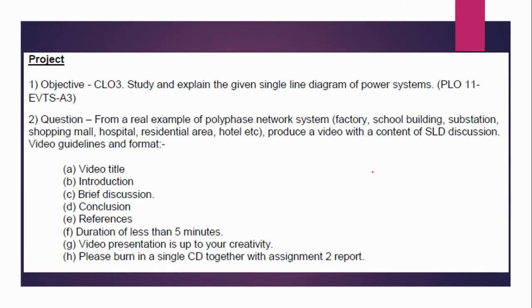And then for the projects, so now let us move on to the project. So it covers CLO number 3, the course learning outcome number 3. So study and explain the given single line diagram of power system. So again, you must be able to study and explain the given single line diagram of power system. So I suppose to provide you a real single line diagram in this particular project.